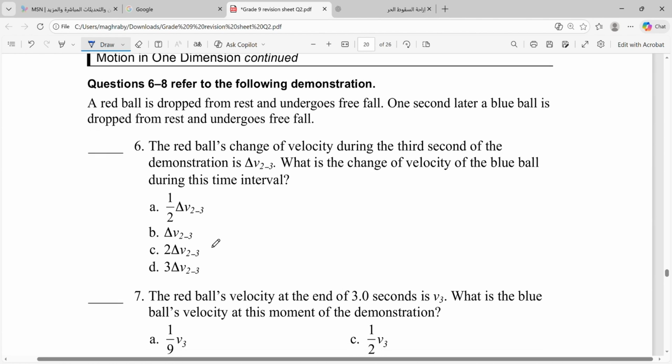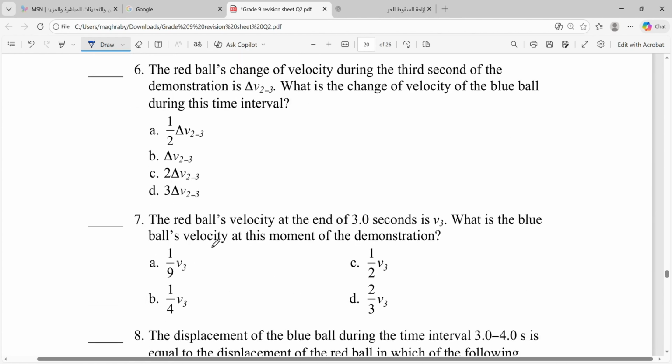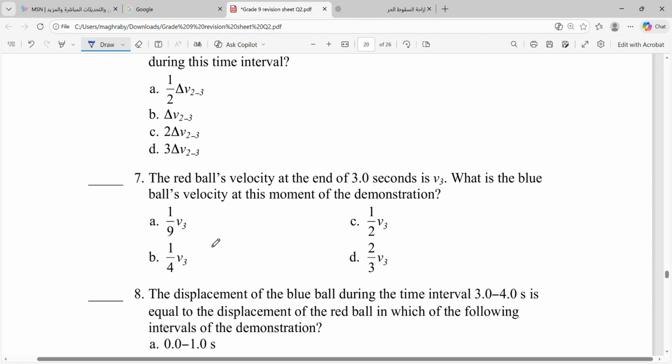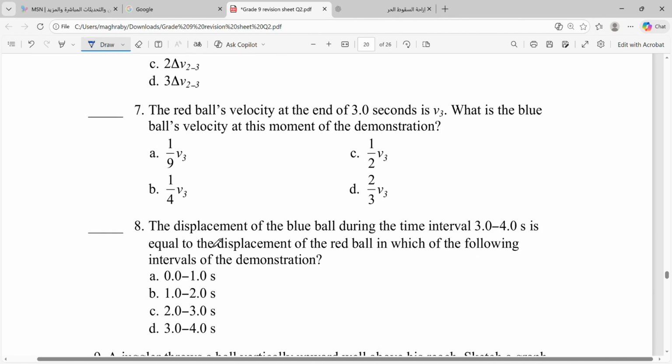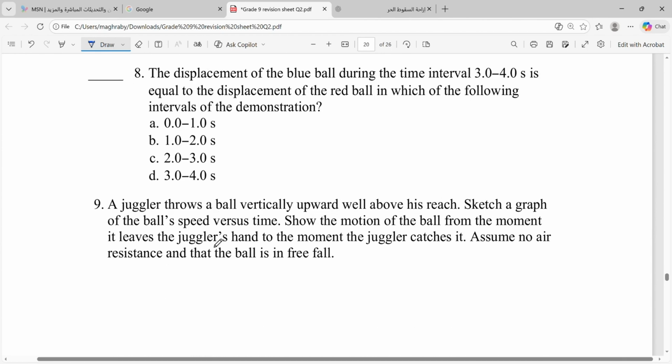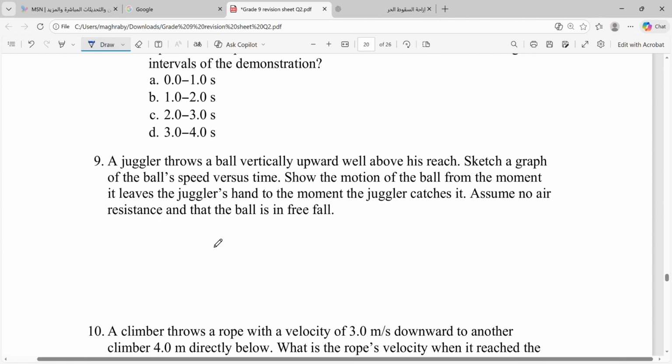Okay, leave this one. Okay, and leave this one. Okay, no problem, because it's gonna take much time. And okay, the displacement, this is following the same. Let's get to the 9 and 10.